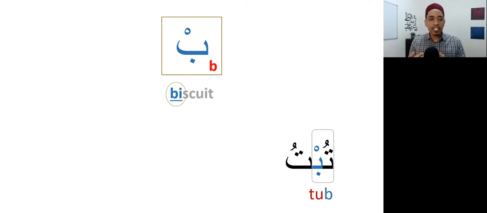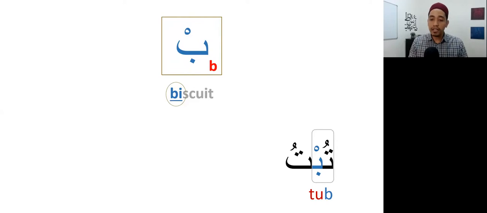The reason for that is because when this letter has a sukoon, there is a complete blockage. So you actually don't know what letter I'm saying. If I just close it, tub, am I saying P? If you don't see my mouth, you won't know what letter I'm saying. That is why tajweed necessitates that this letter become clear.